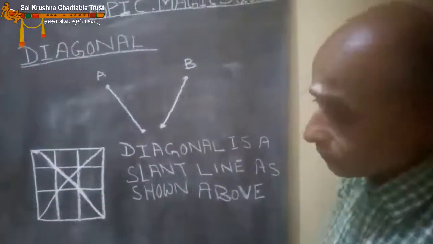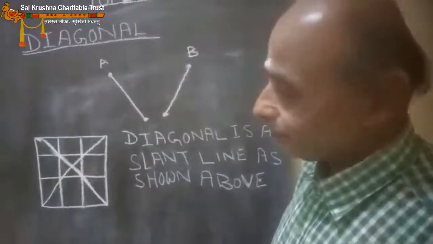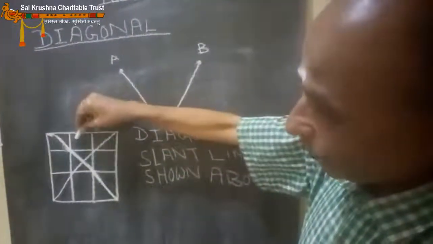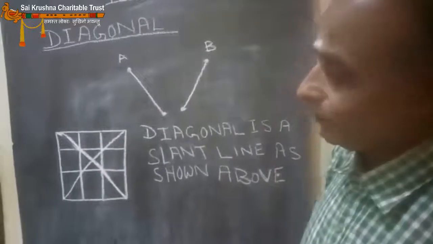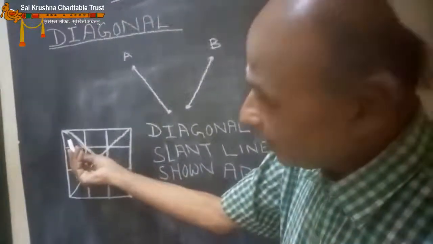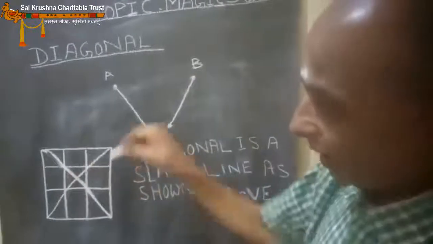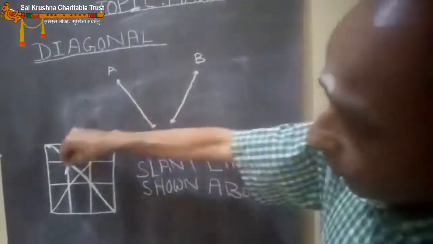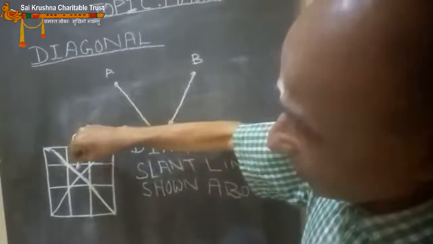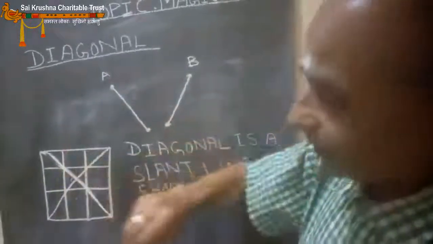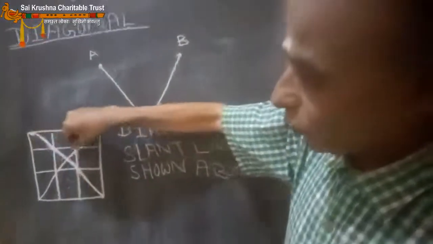Now, let us consider this box. It has got 3 rows: 1, 2 and 3. And it also has 3 columns: the first column, column 1, column 2 and column 3. So these are 3 rows and these are 3 columns.